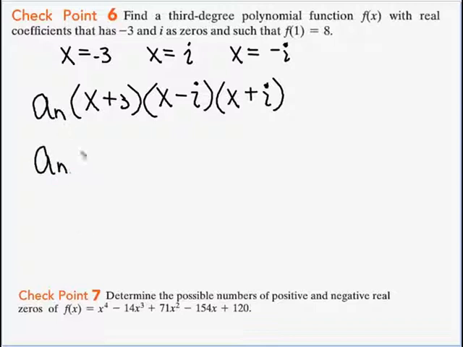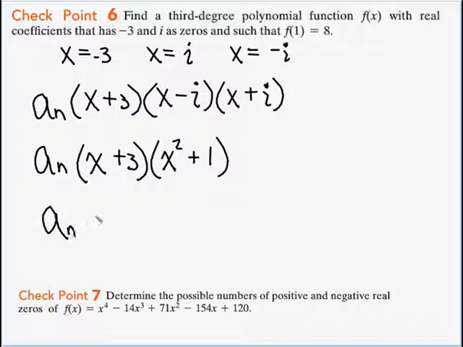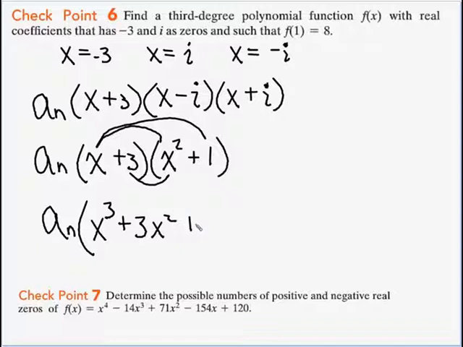Let's FOIL. Of course, the easy way to go is to start off with the x plus and minus i, and that'll FOIL out into x squared minus i squared. i squared is a negative 1, so that turns into x squared plus 1. And then we can further FOIL that out. a sub n times, first times first, x to the third. Our next would be a 3x squared. Outers would give us a plus 1x. And 3 times 1 is 3.